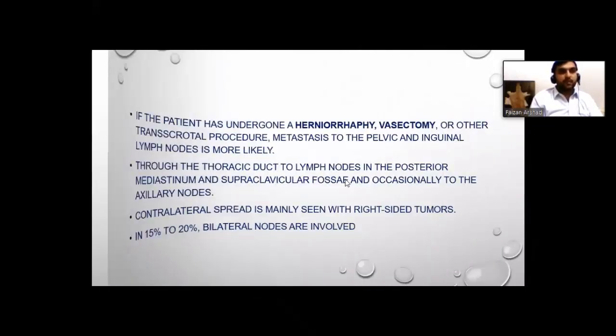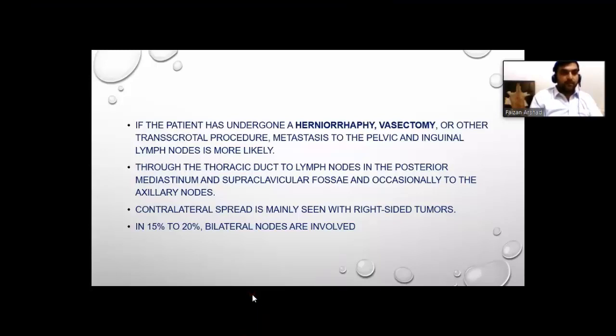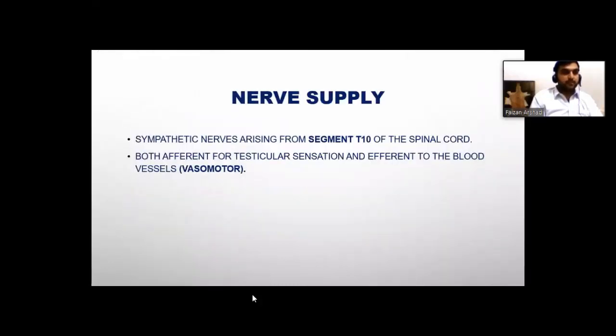So if the patient has herniorrhaphy, vasectomy, or other transscrotal procedure, metastasis to the pelvic and inguinal lymph nodes is more likely. And via the thoracic duct to the lymph nodes and the posterior mediastinum, supraclavicular fossa, and occasionally to the axillary nodes. Contralateral spread is mainly seen when right-sided tumor is involved, and 15 to 20% have bilateral nodes involved. Nerve supply: sympathetic from T10 via spinal cord, both efferent for testicular sensation and afferent from blood vessel vasomotor.